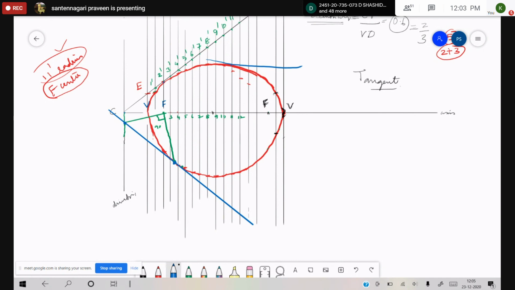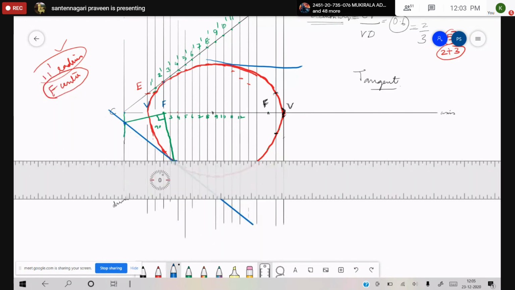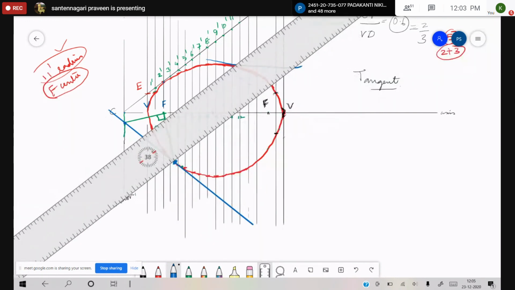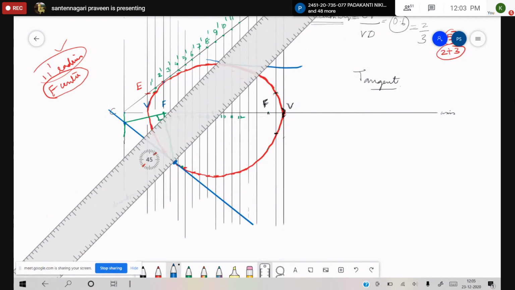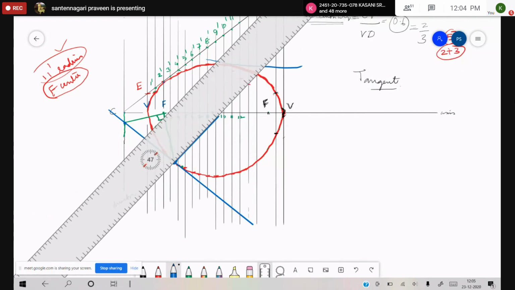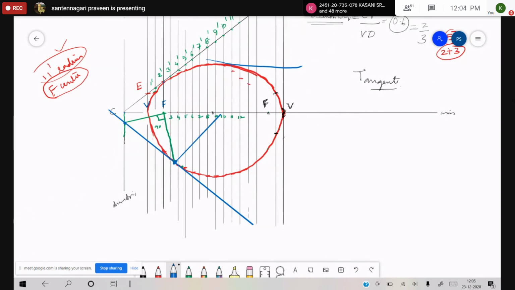So this is how you construct a tangent, and from the point of contact on the circumference with the tangent, perpendicular line from there gives you your normal. A normal is the thing which is exactly perpendicular to your tangent. So this is your N and N normal, and this is your T and T tangent. So this is how you construct a tangent and normal to your given curve.